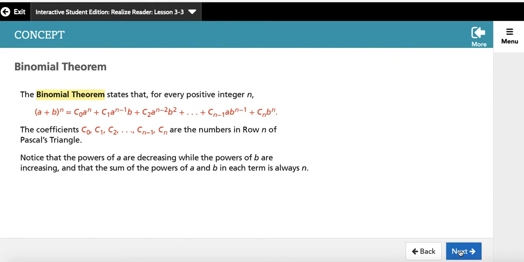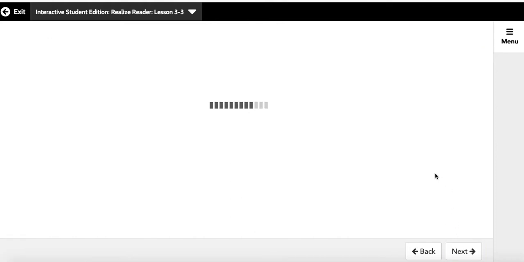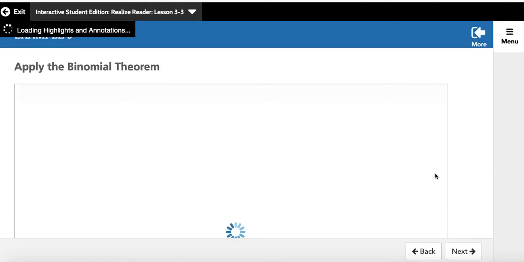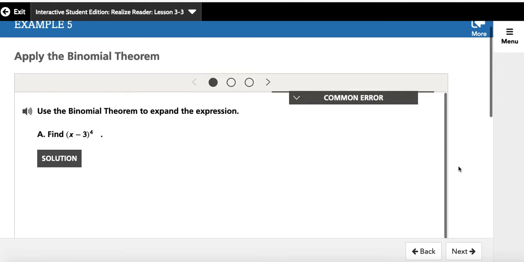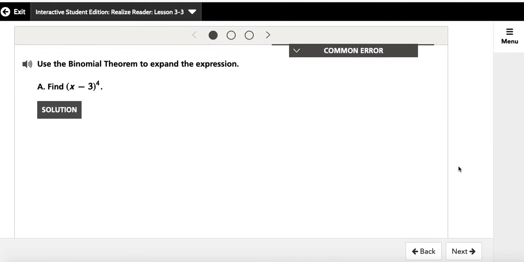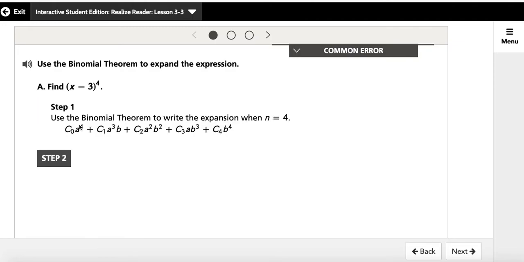Let's try an example. We're going to have (x minus 3) to the 4th power. So it's the 4th power, so we're going to use the 4th row of Pascal's triangle. And a is going to be x, and b is going to be negative 3. Once you identify those things, you can plug them into the binomial theorem expansion. Easier said than done.